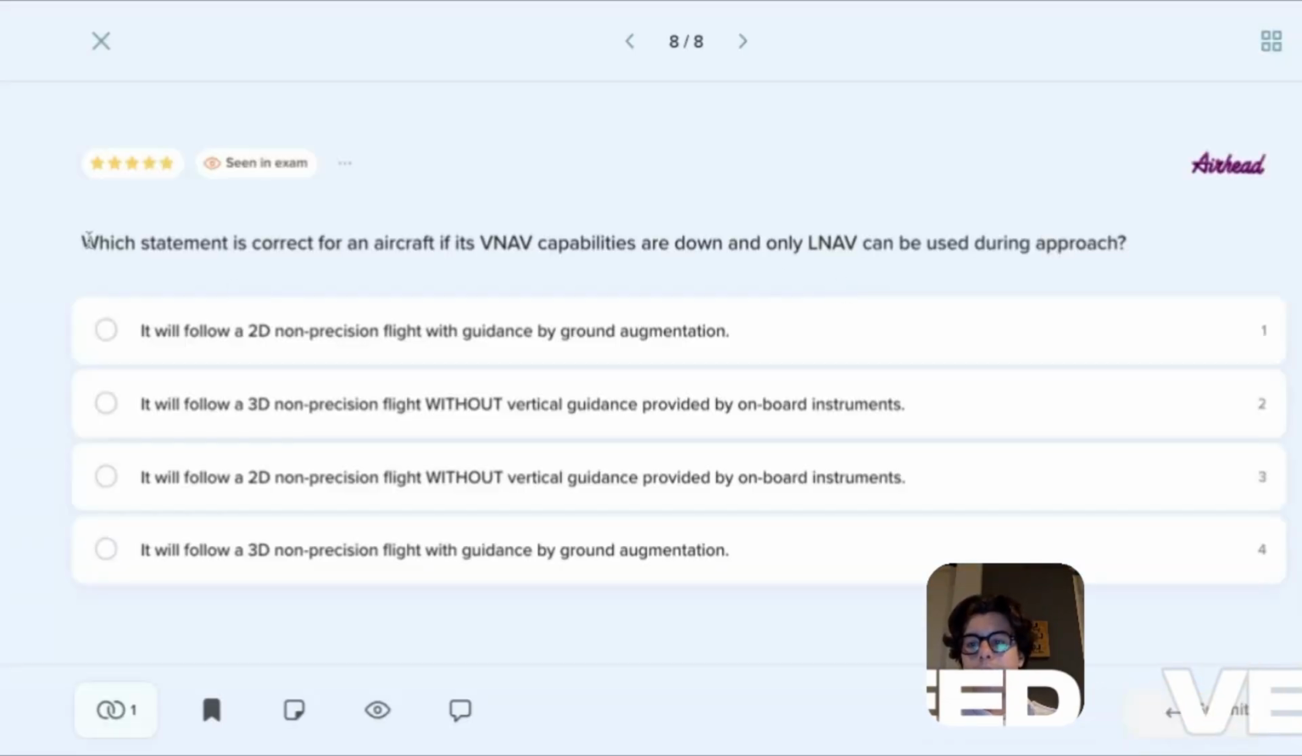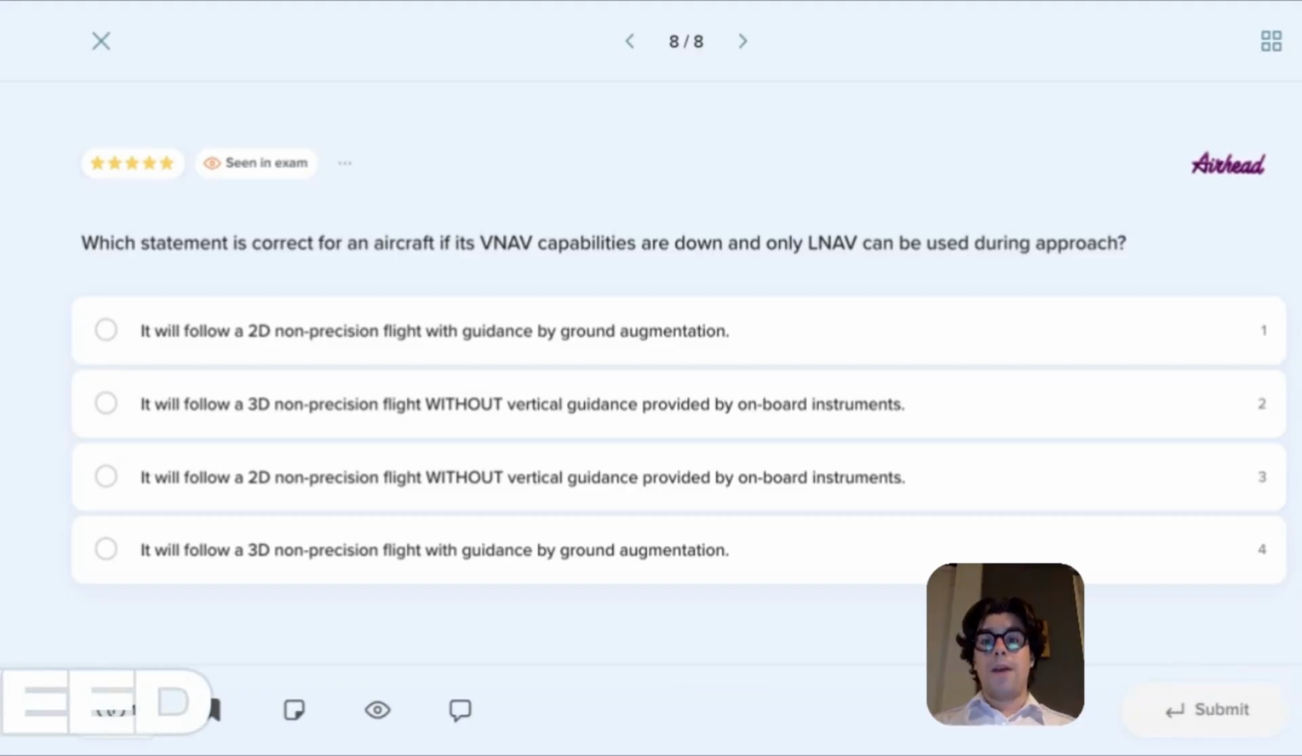And going into the last question: which statement is correct for an aircraft if its VNAV capabilities are down and only LNAV can be used during an approach? This can happen, and sometimes if you brief it before the approach, you can actually continue, but you have to maintain the LNAV minima, which always will be higher, as now the level of guidance is slightly degraded. And of course, LNAV is only lateral to the approach. It only gives you lateral left and right guidance. It does not give you vertical guidance. So in this case, it will be a 2D non-precision approach without vertical guidance.